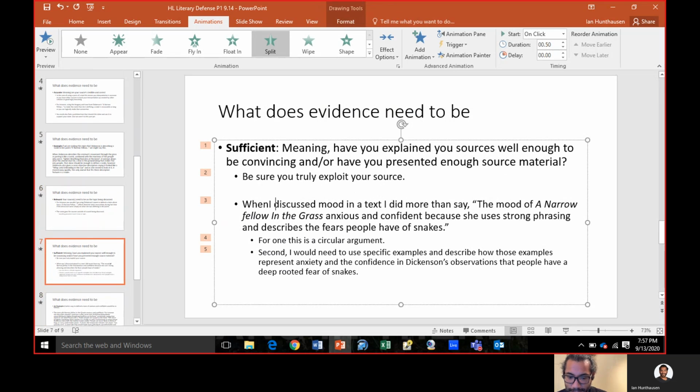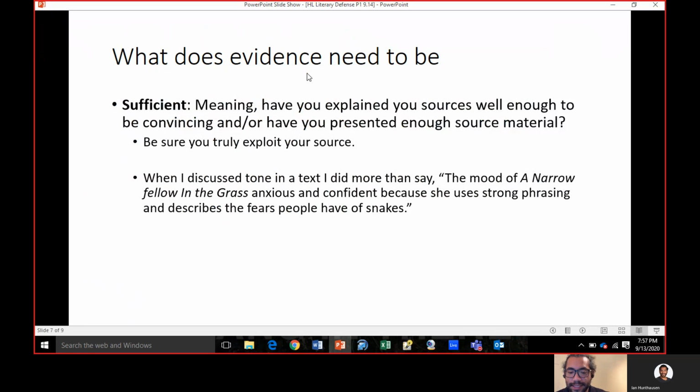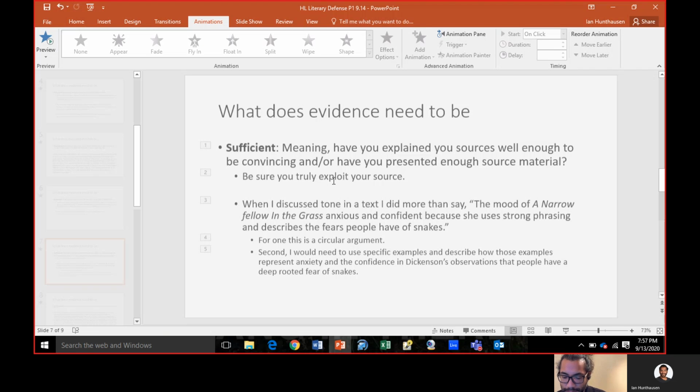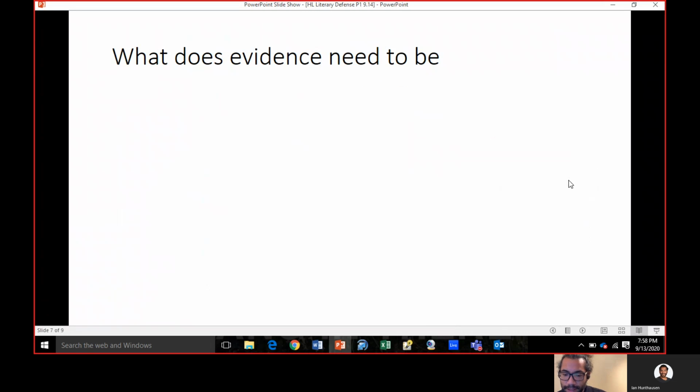When what it means is when I discussed mood in a text, I did more than say the mood of a narrow fellow in the grass. Hang on, I don't mean mood. Hang on. I feel like I have a repeat slide in here by accident. All right, let's try that again. Sorry. Okay, so when I discussed the tone in a text, I did more than say, oh gosh, why am I talking about mood? There you go. All right, second time's a charm.